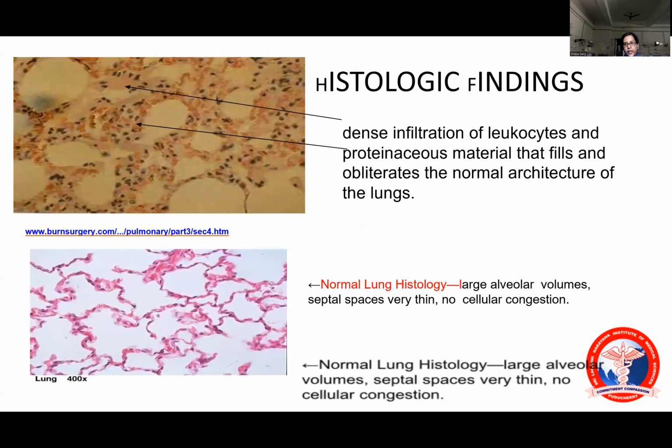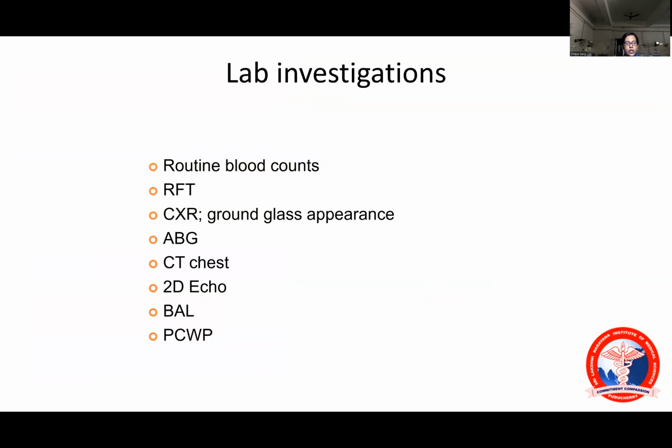Now, coming to histological findings, we can see that the neutrophil is the main cell of interest here. There will be dense infiltration of leukocytes and proteinaceous material gets collected in the lungs. So this is the normal histology of lung. When you compare with that, the volume has reduced in the pathologic lung. In the normal lung, the alveolar volume is very high, the septal lining is very thin and there is no congestion. Whereas in the pathological lung, all these spaces have been obliterated. There is not enough volume for the lungs to expand. The alveolar spaces have reduced a lot. So this is what happens.